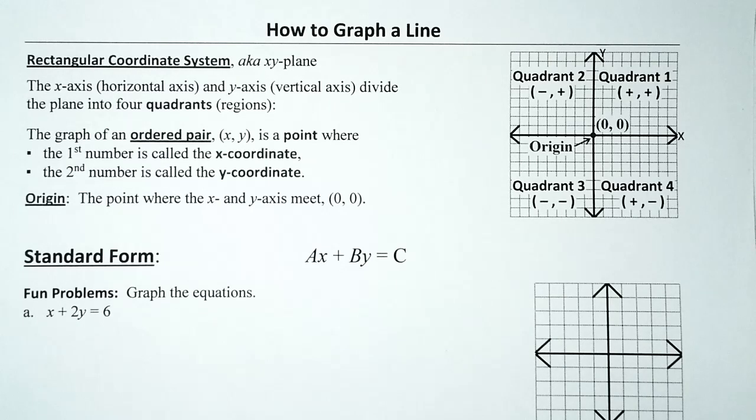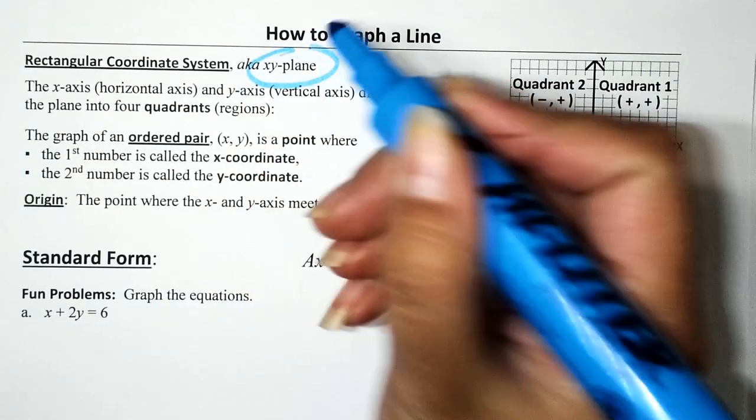Guys, today we are going to be graphing lines. There are different techniques to graph a line. Today we are going to focus on how to graph a line by finding ordered pair solutions. But before we do, let's review a little bit of cool things about the XY plane.